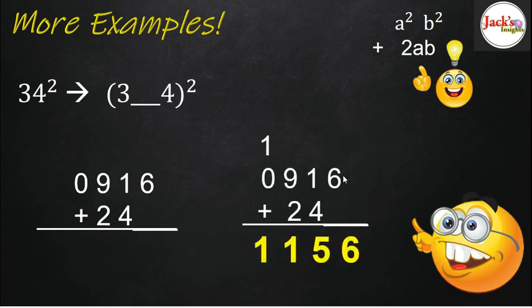Then perform the addition. We have 6, bring down 6. 1 plus 4 is 5. 9 plus 2 is 11. So that's 1, carry 1. So 1 plus 0, that's 1. The square of 34 is 1,156. That is the square of 34.